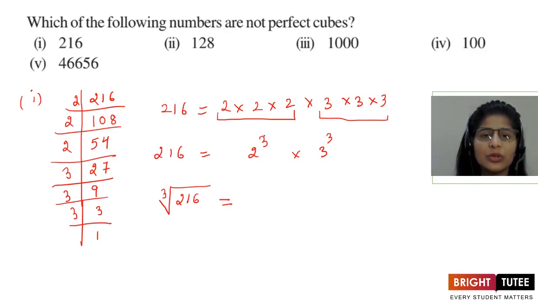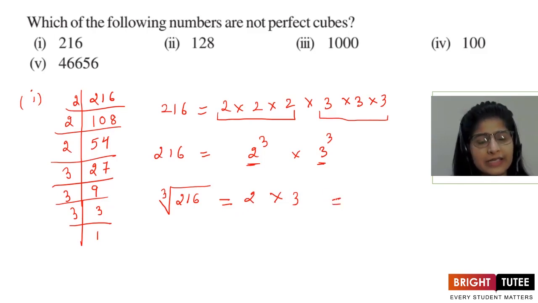Now what you have to do is cancel the powers. Just take 2 and 3, because in the cube of that number it is occurring 3 times, but in that number it will occur just once. So 216 is a cube of 6.